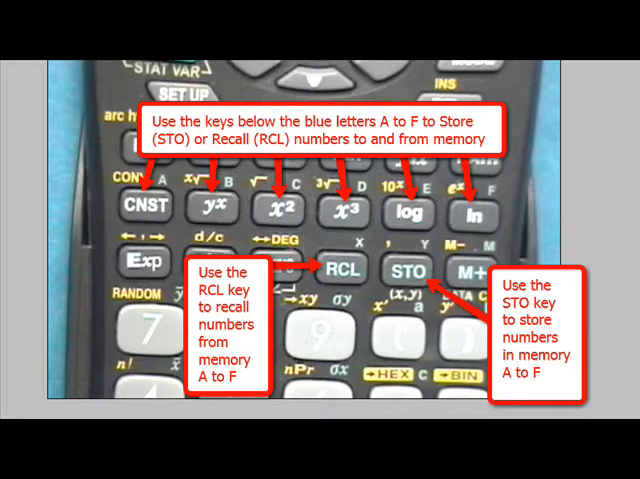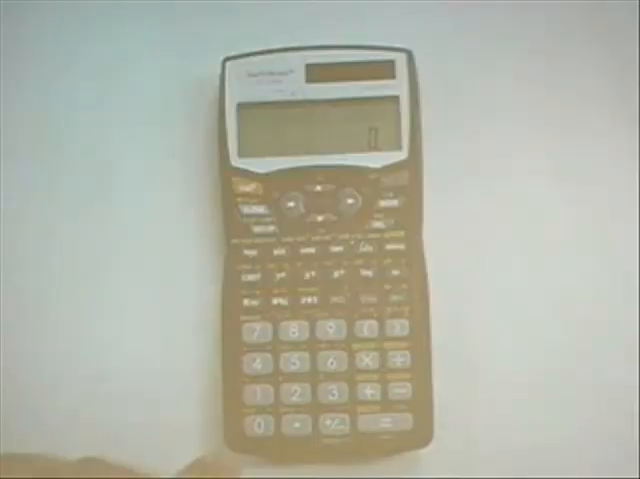Let's take a look at an example. The first thing we will do is store a series of numbers in the calculator's memory. Then we will recall those numbers and apply them in a mathematical formula.